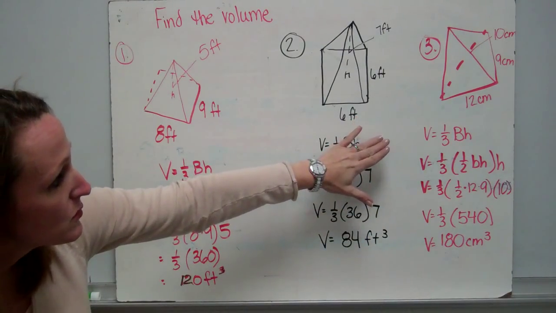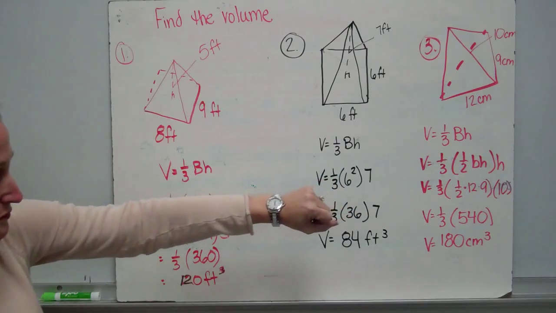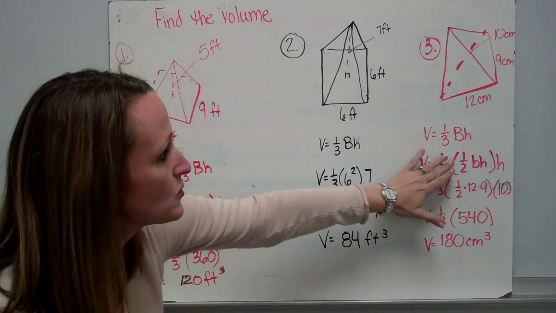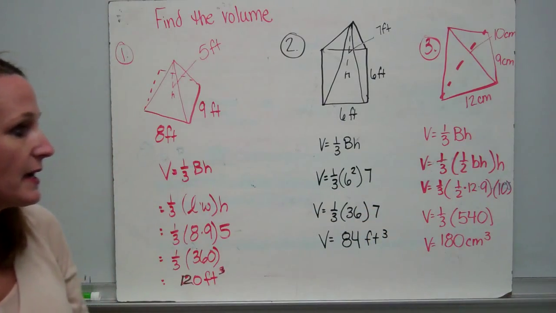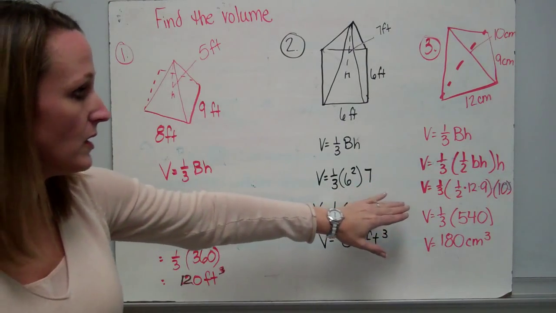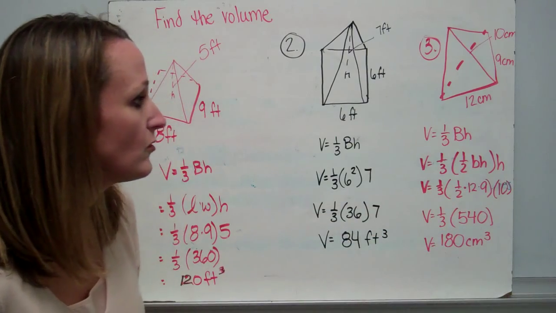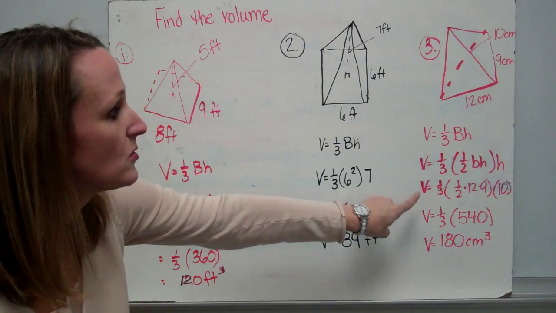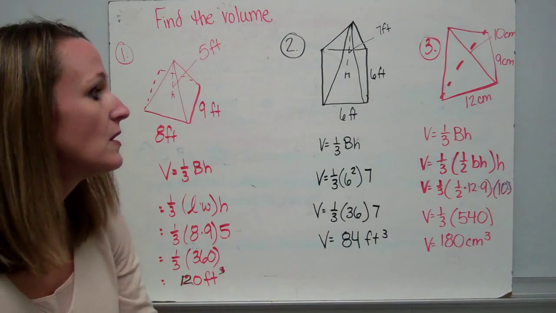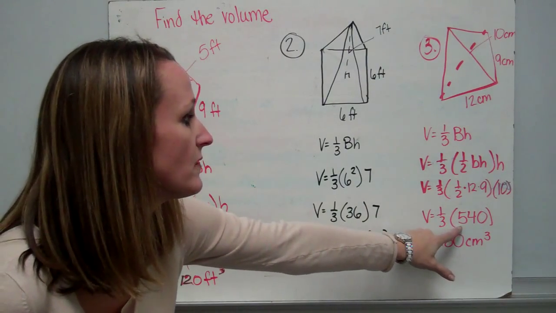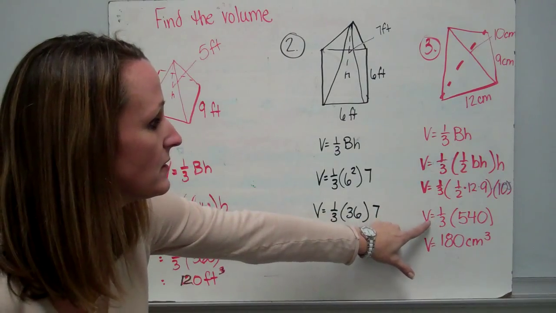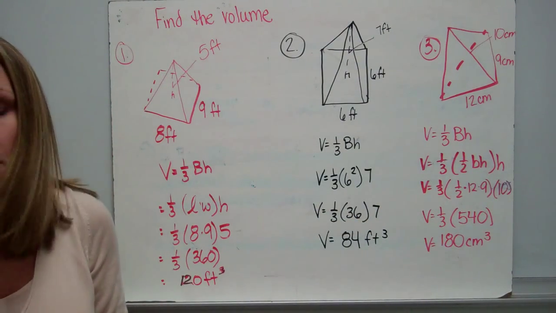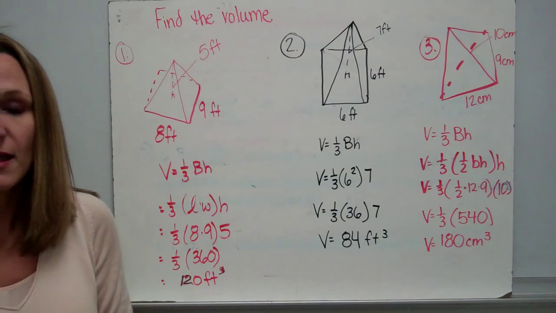So this time we do 1/3 big B little h. This is 1/3 times 1/2 base times height. Make sure you solve your triangle first. So we did 1/2 of 12 times 9, or 12 times 9 divided by 2. Then multiply it times 10, which gave you 540. Then you can divide by 3. So those are your volume formulas for cones, spheres, and pyramids.